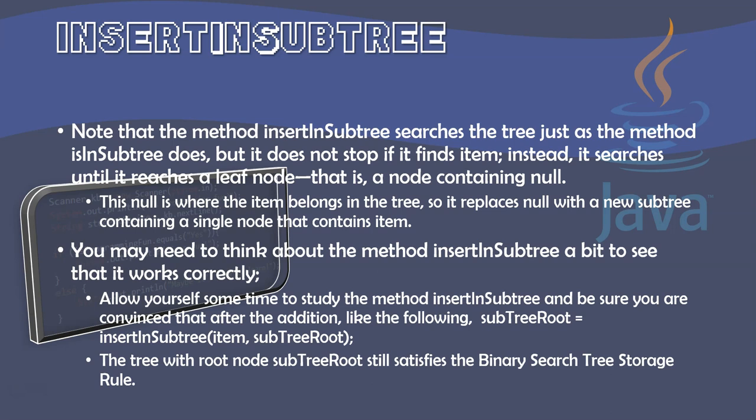Now, you may need to think about the method insertInSubtree a bit to see that it works correctly, and we'll look at this code in a minute. Give yourself time to study the method and be sure you're convinced that after the addition, subtreeRoot = insertInSubtree(item, subtreeRoot), the tree with the root node subtreeRoot still satisfies the binary search tree storage rule. Remember, there are 3 steps that it has to go through in order to meet that condition.